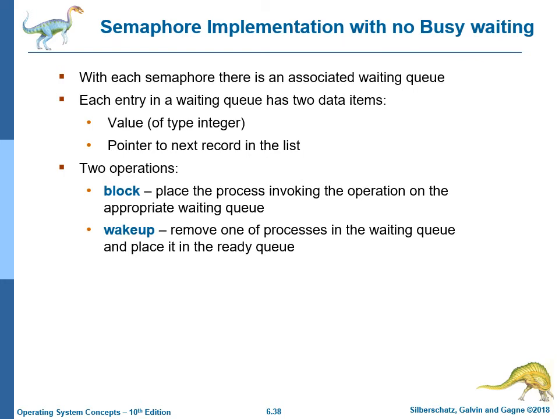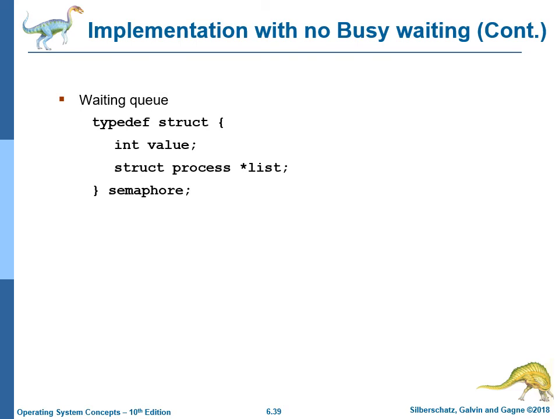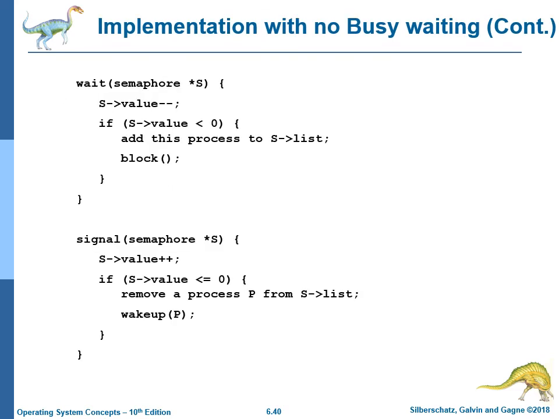So each semaphore is associated with a queue. The block operation places the process that invoked the operation on the appropriate waiting queue, and wakeup removes one of the processes in the waiting queue and places it in the ready queue. This is how they implement it.